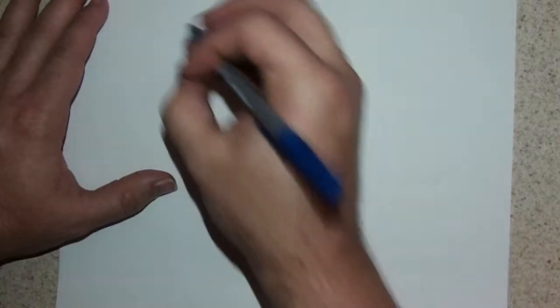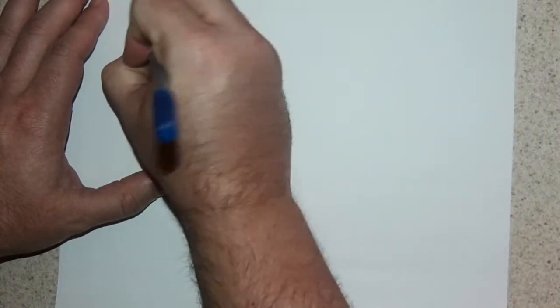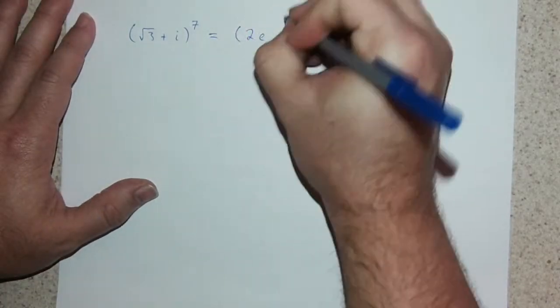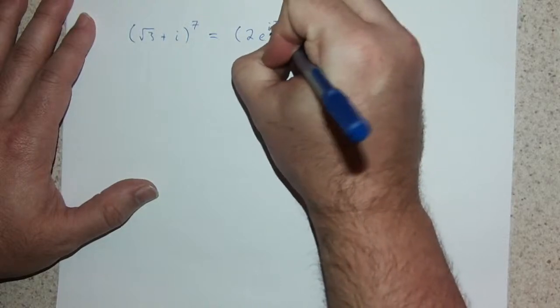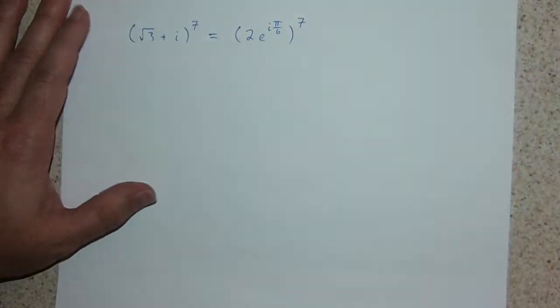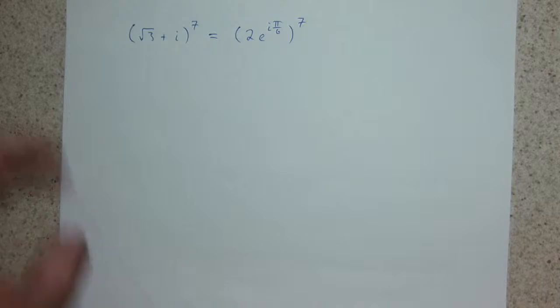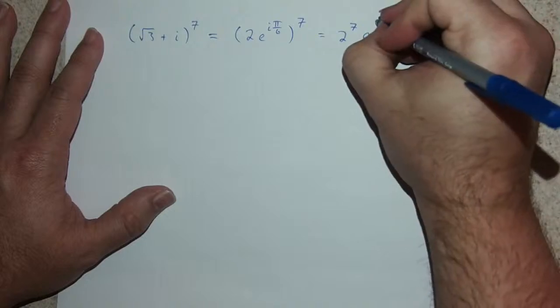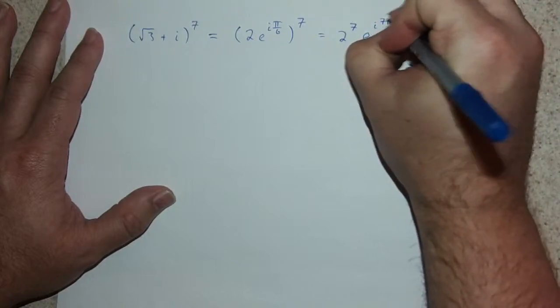And so I have my question, which is to write square root of 3 plus i to the 7th in rectangular form. So using its polar form, this is 2 times e to the i times pi over 6, to the 7th. So this is 2 to the 7th times e to the i times 7 pi over 6.